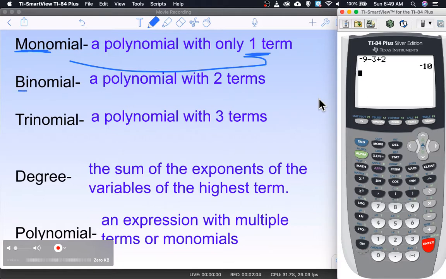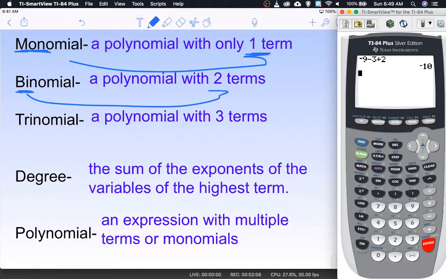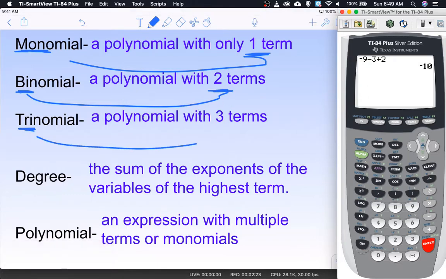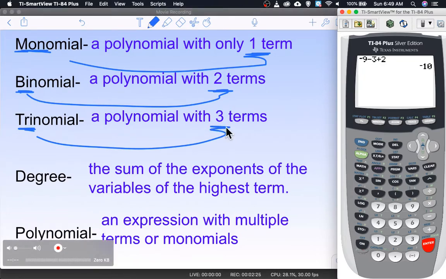A binomial, bi means two, like a bicycle. The prefix bi means two. So it's a polynomial with two terms. A trinomial, like a tricycle, has 3 wheels. A trinomial has 3 terms.